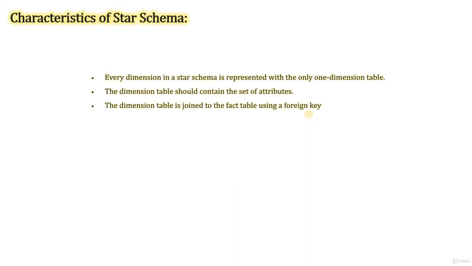Third, the dimension table is joined to the fact table using a foreign key. It's a common practice in database management where the dimension and fact tables are linked with a foreign key. Fourth, the dimension tables are not joined to each other. So there is no relationship between two dimension tables in the star schema, to restrict the user from playing with multiple dimensions.